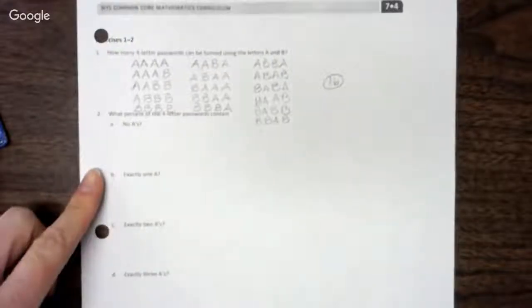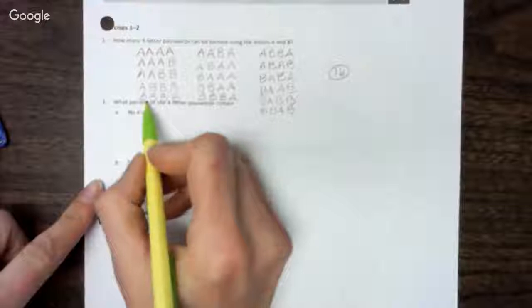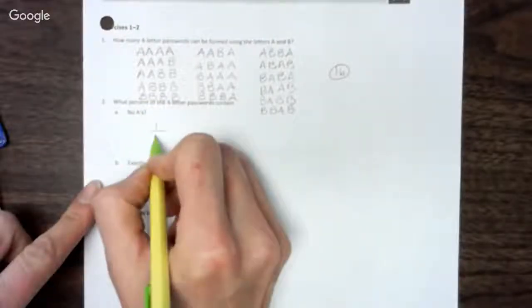Now, part 2 is pretty easy. It's just what we were doing before, coming up with the percent, but first finding the fraction, then the decimal, and then the percentage. So number 2, I want no A's. So count up how many have no A's. That would only be the BBBB. So that would be 1 out of 16.